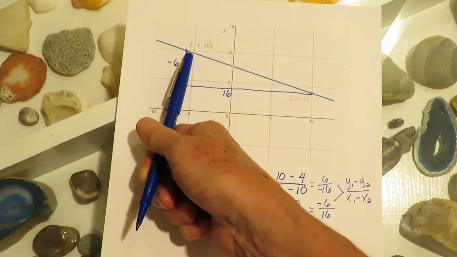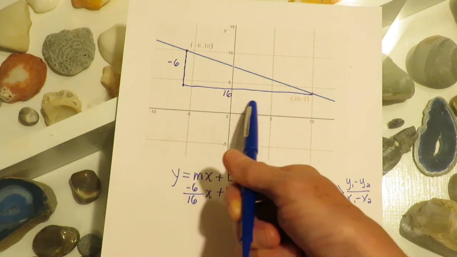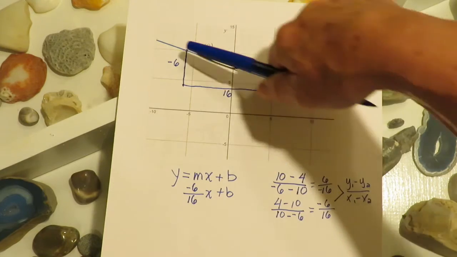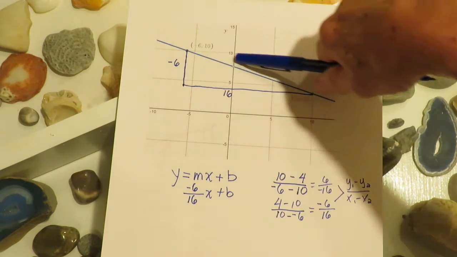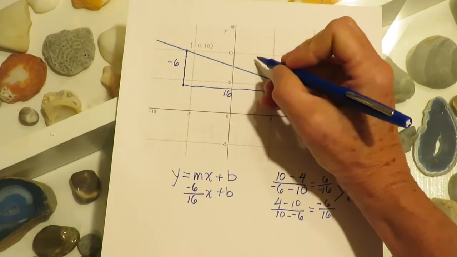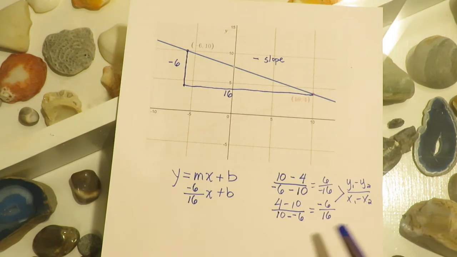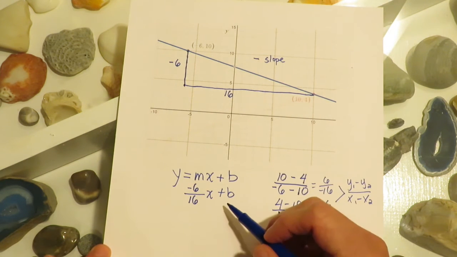I can tell this slope is negative because as my x values were increasing, my y was going downhill. If I was on my bicycle, I would be going down this hill. So I can tell that this is a negative slope, and that helps me double check if I've accidentally flipped around the differences. Okay, so that's our slope.